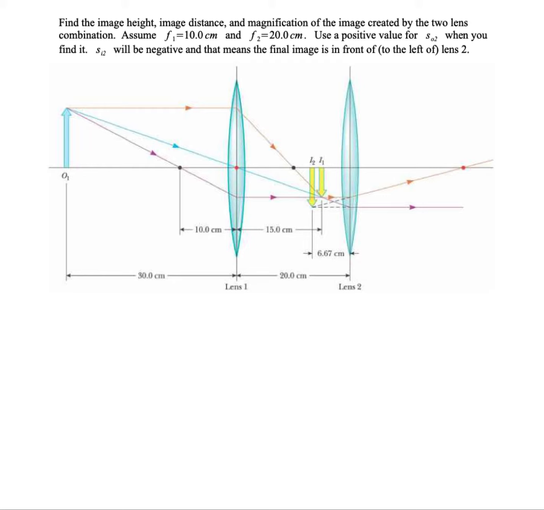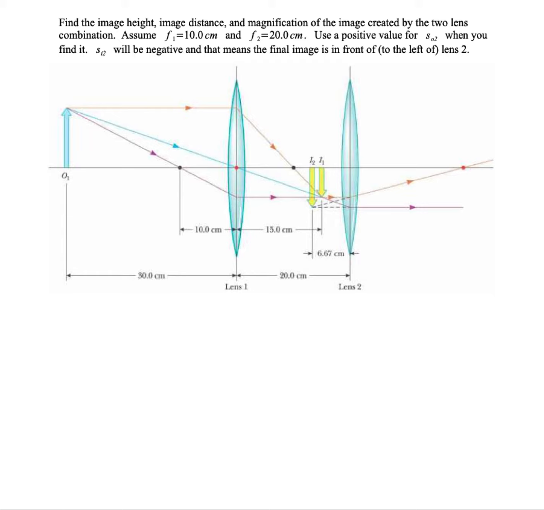Find the image height, image distance, and magnification of the image created by this two-lens combination. It's a two-lens combination, so light beams from the object on the left are going to travel to the lens. They'll be refracted in most cases by the first lens. Then that lens is going to form an image called I1 here. As you can see, I1 is an inverted image. It just obeys the same principles that the previous examples did.